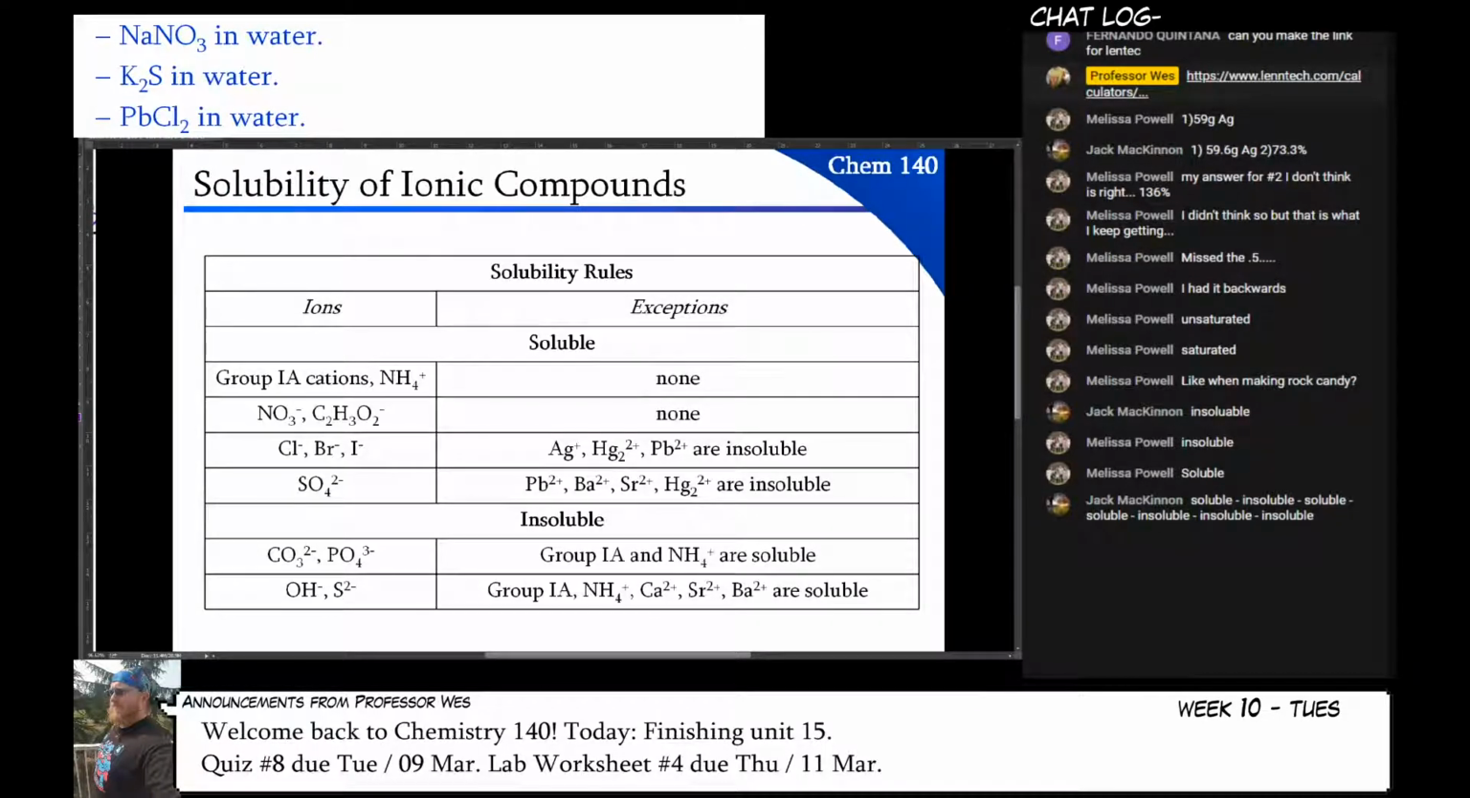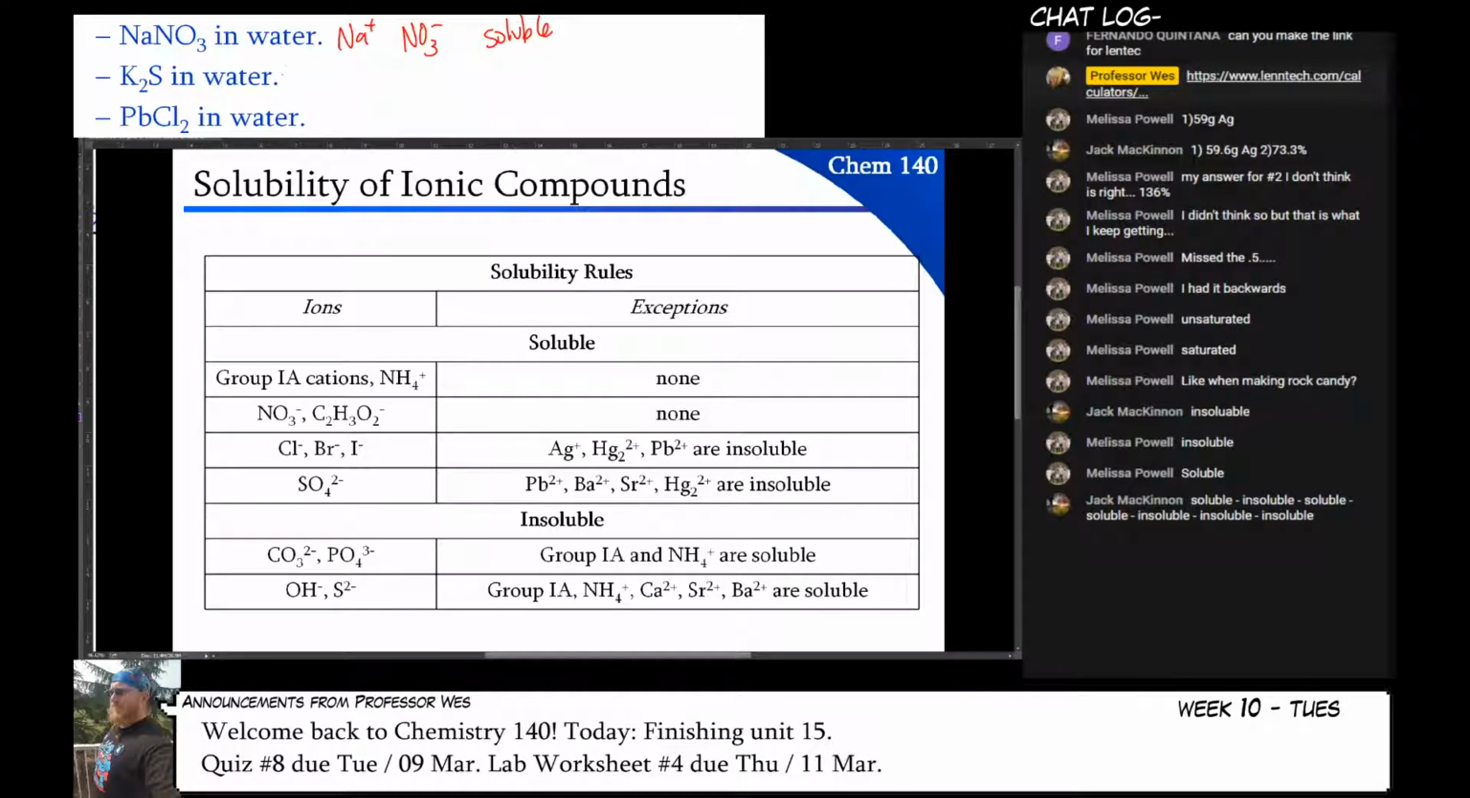All right, so we'll look at the first one. So sodium nitrate in water. Is it soluble? Well, the ions that it splits into are... Oops, I got to write it on this one. I'm writing on the wrong thing. So we get sodium and then nitrate, and both of those are in the soluble category with no exceptions. So this is soluble. It's very soluble, actually.